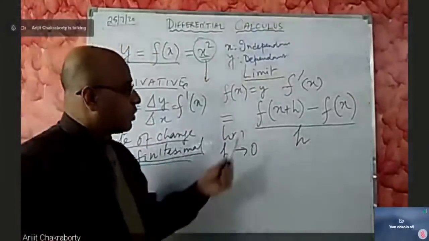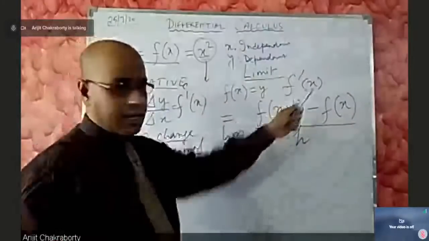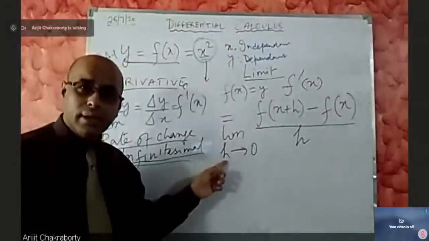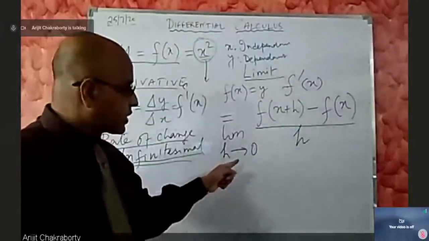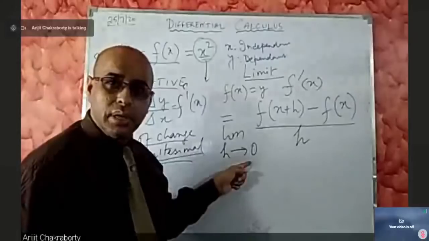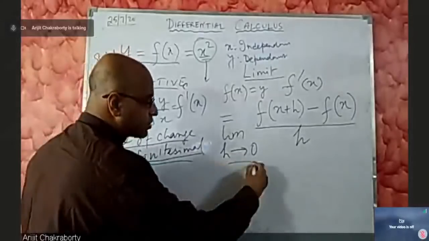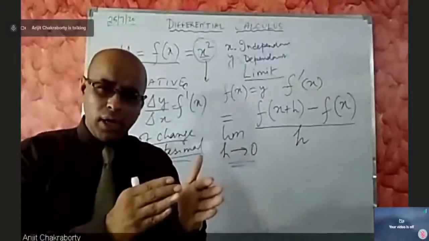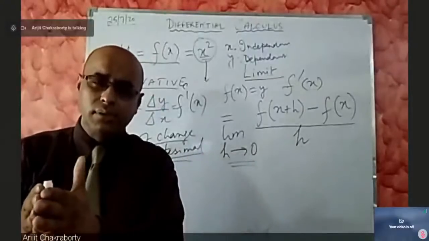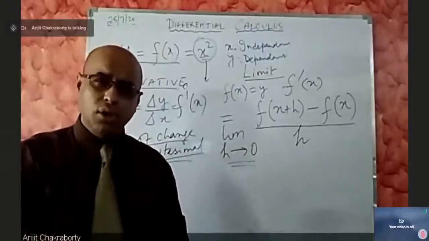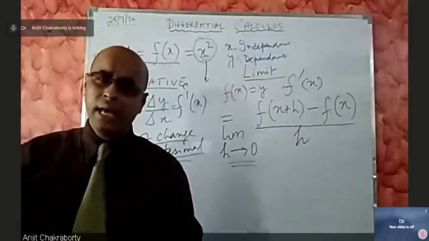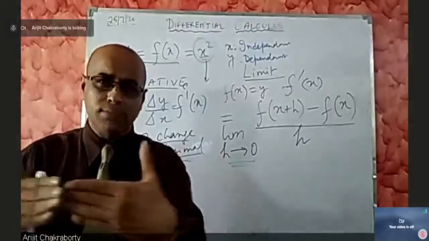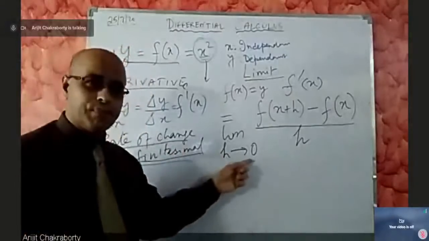So the function is f(x). h, which you see, h is tending to 0. That means h is moving towards 0. Small, smaller, very small, going towards 0. 0.1, 0.01, 0.00009, 0.0000005, it is becoming smaller and smaller. It is moving towards 0.